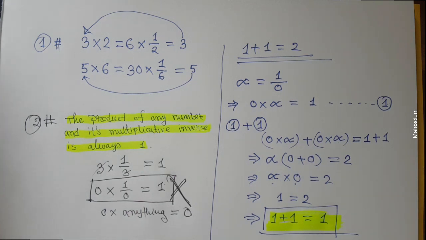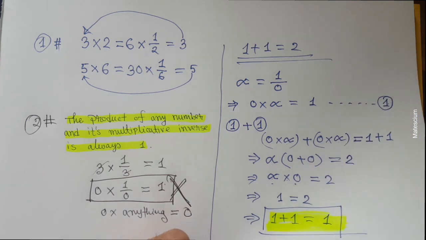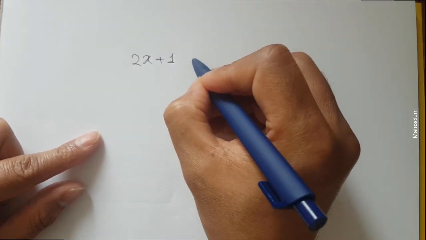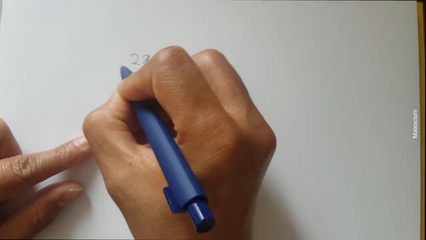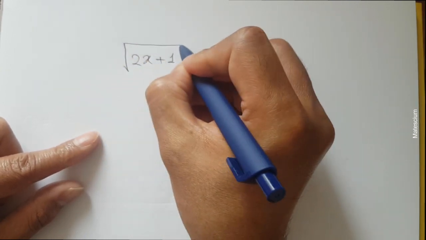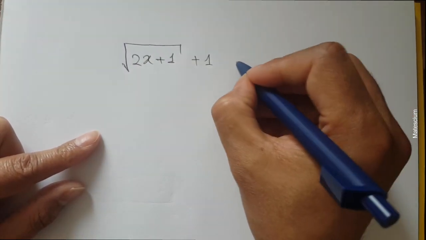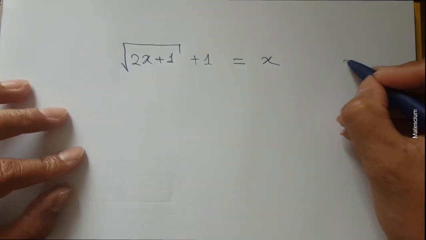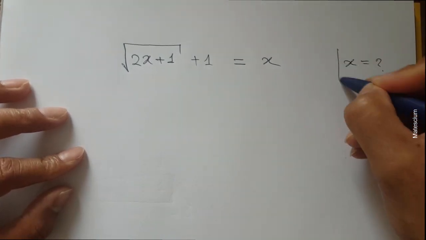I have something else to discuss with you, something different, an interesting mathematical calculation. Well, in the meantime, I want to do another mathematical calculation. Let us say 2x plus 1, and then again another plus 1, with this 2x plus 1 under the square root, is equal to x. Then what is the value of x in this equation?